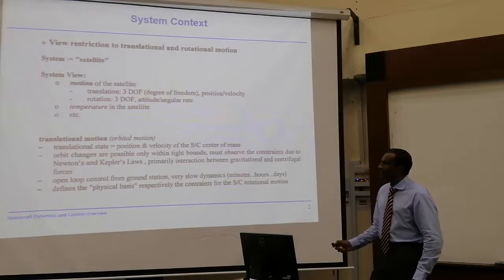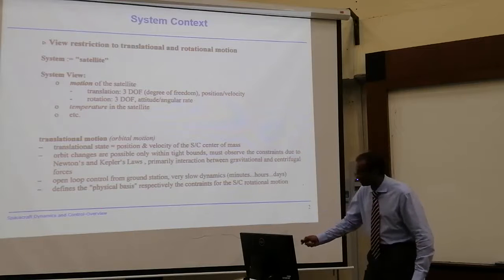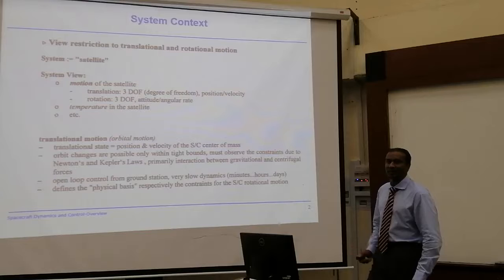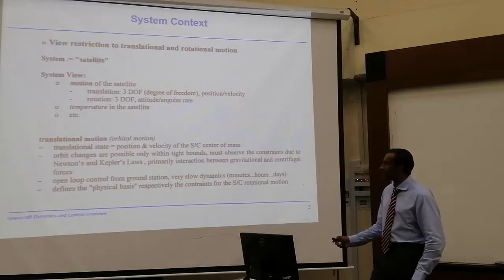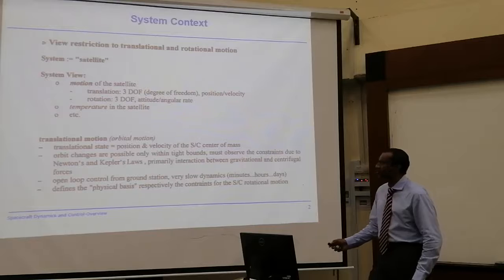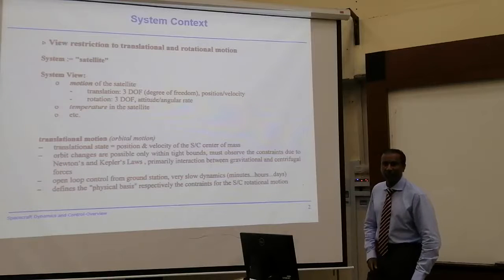Okay, translation motion is again orbital motion. All this you should have learned in space mechanics. So you look at the actual difference. Translation motion state: position and velocity of the spacecraft vector. Now, orbit changes are possible only with thrusters. So observe the constraints due to Newton's law, we know. Kepler's law, we have introduced.